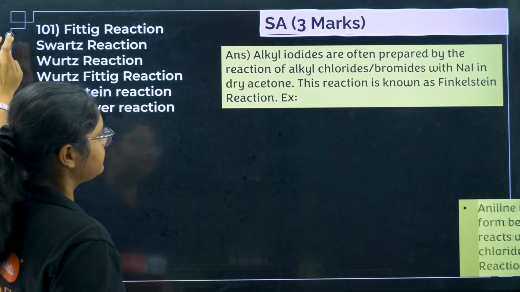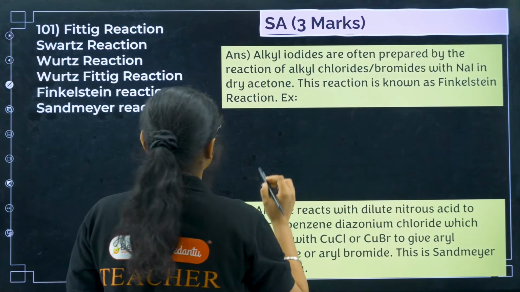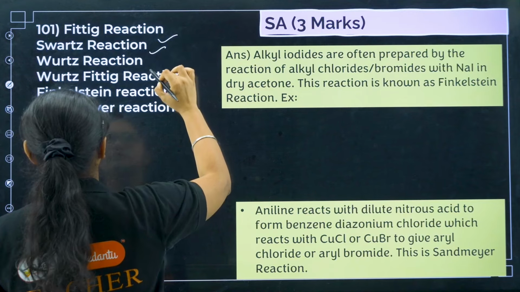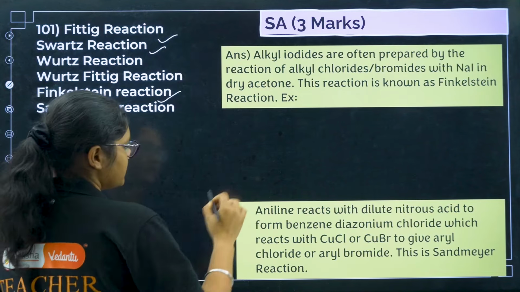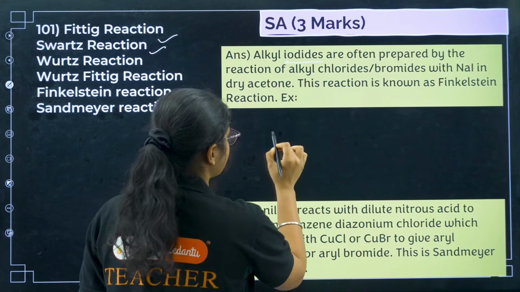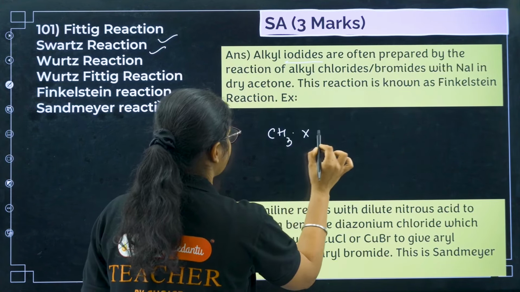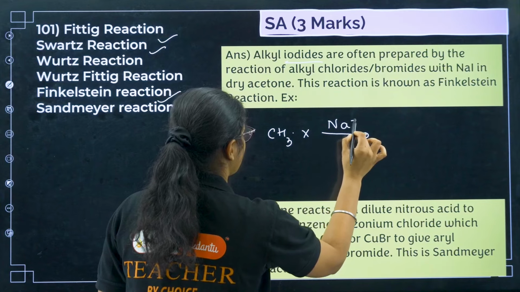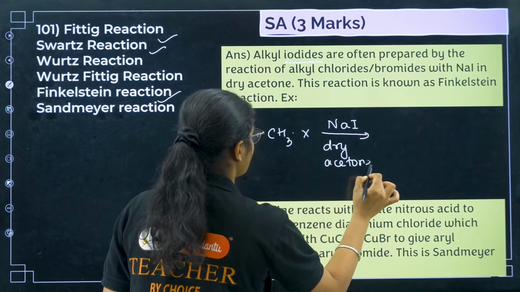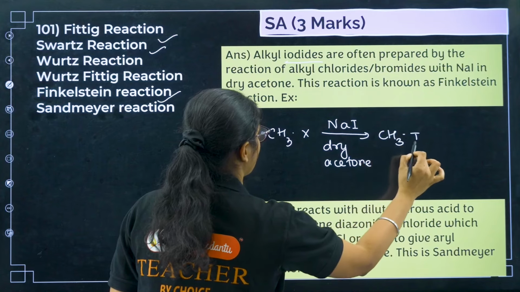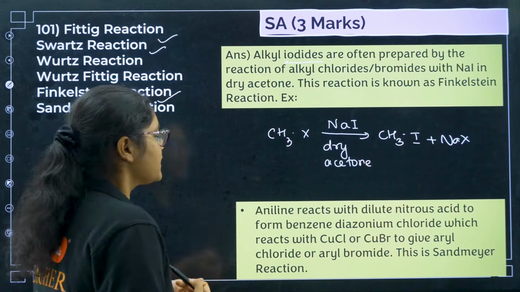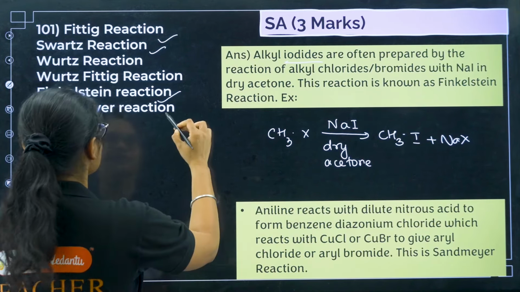Next we have the Finkelstein reaction. What is the Finkelstein reaction? It is for the preparation of alkyl iodide. For example, if you take CH3X in the presence of NaI and dry acetone, what will form? It will form CH3I plus NaX. Okay, this is done.